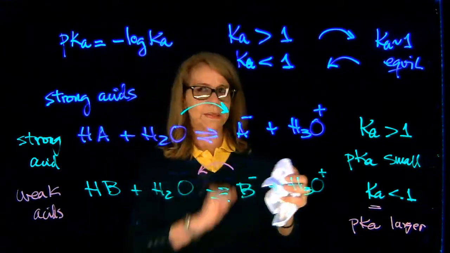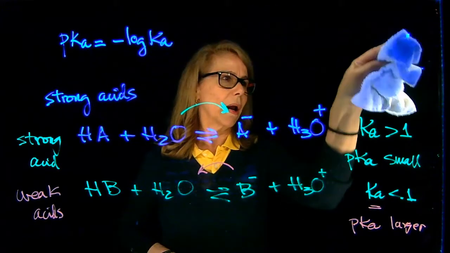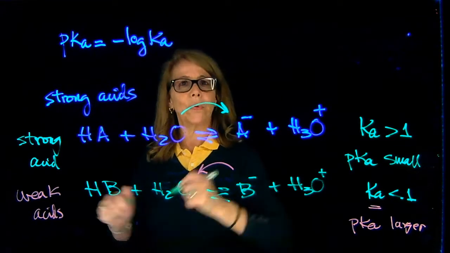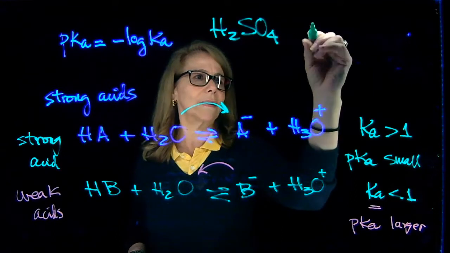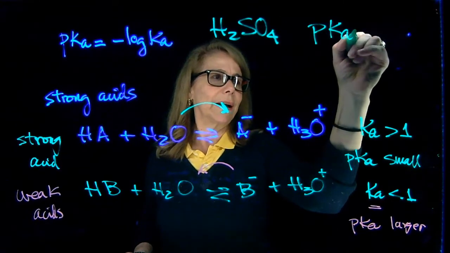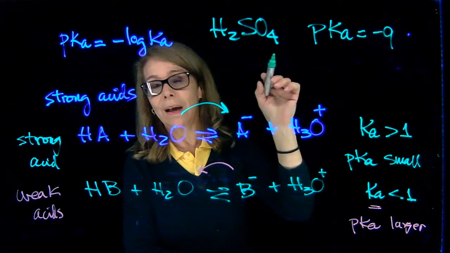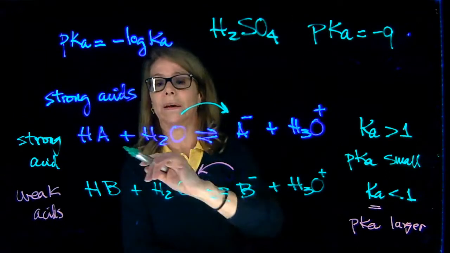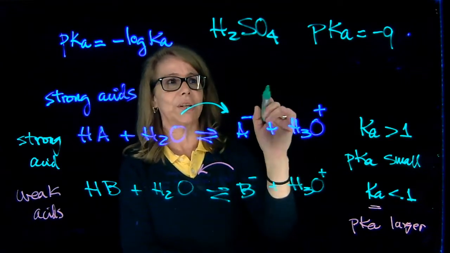Let me see, what can I erase? I'm going to go here about the concept. For example, if we have sulfuric acid, we know this is a very strong acid. The pKa here is -9, a negative number. So the equilibrium constant here is like 10 to the 9, very big. So product favor, a lot of hydronium, completely dissociated.